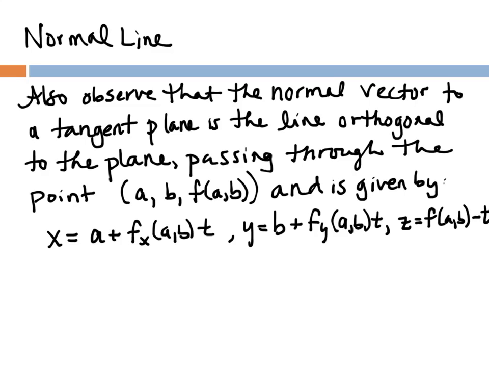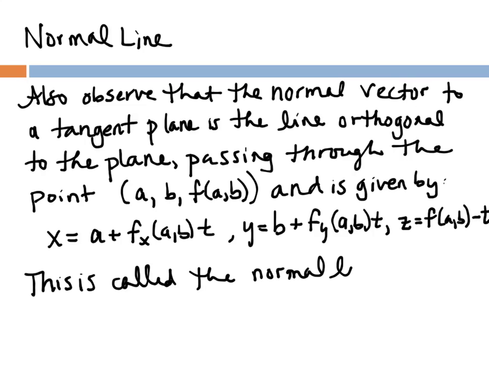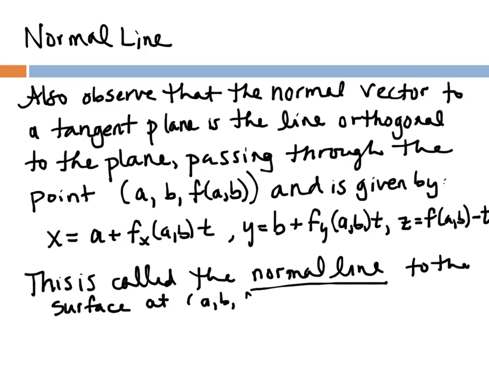All right, so this is called the normal line to the surface at A, B, f of AB.